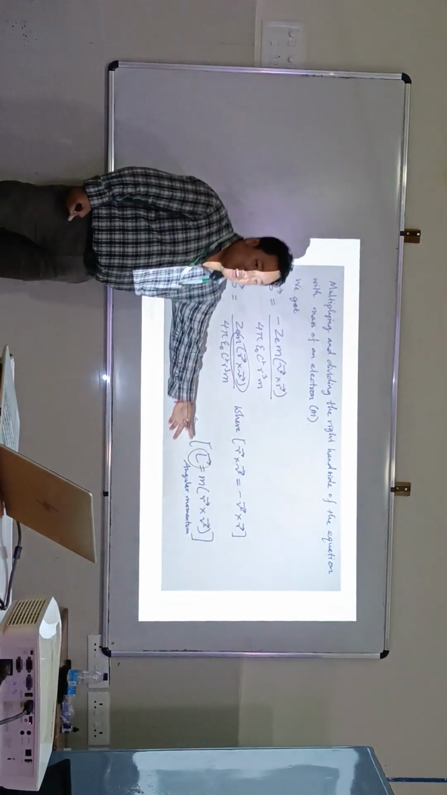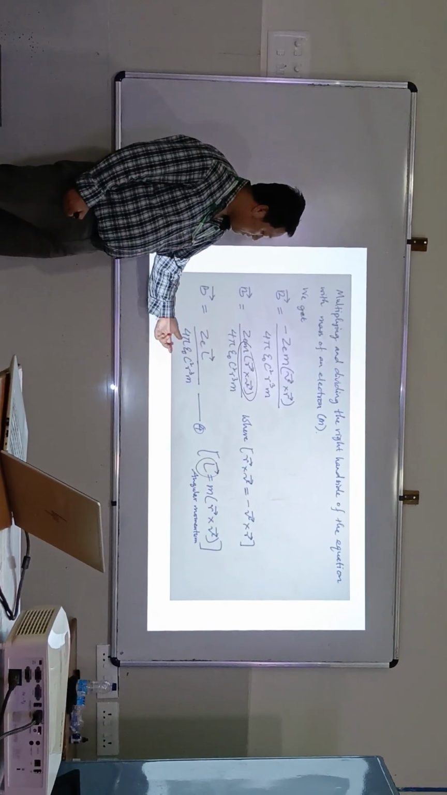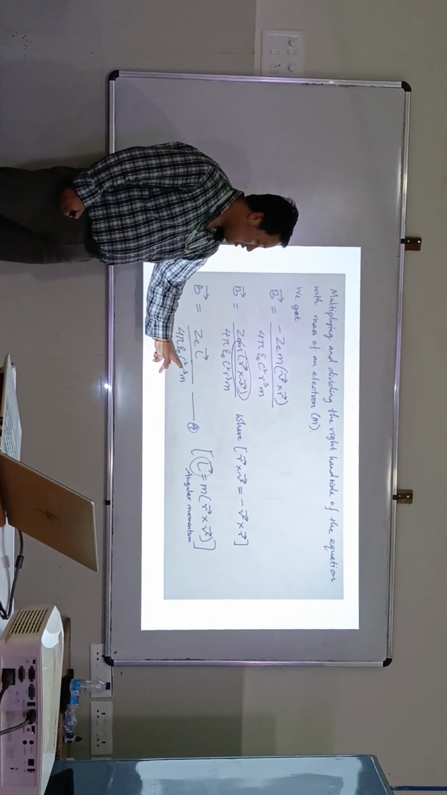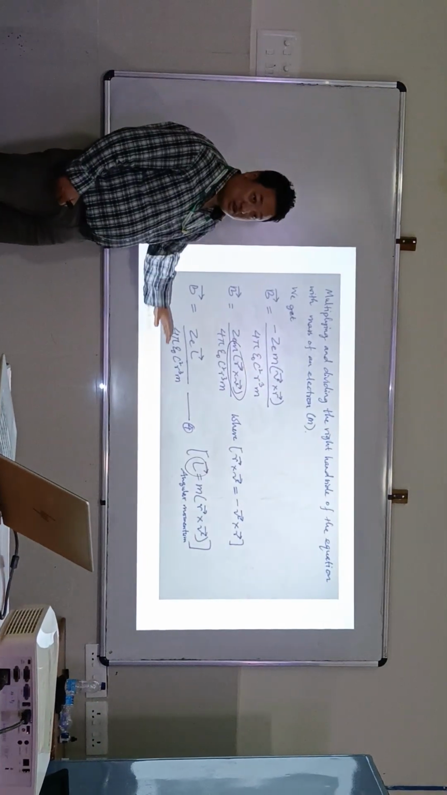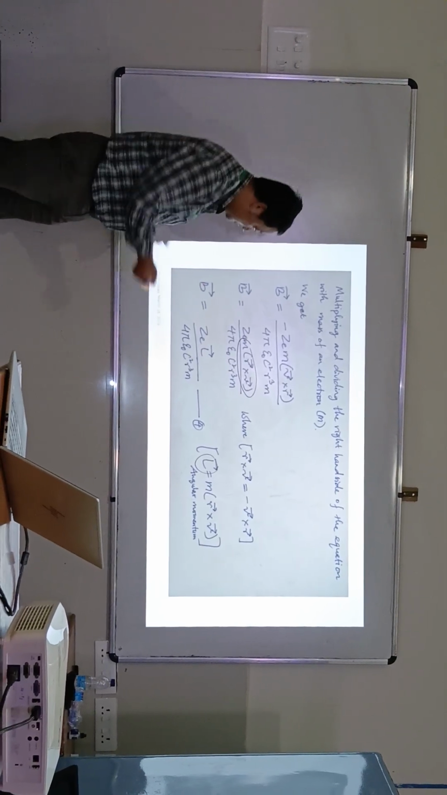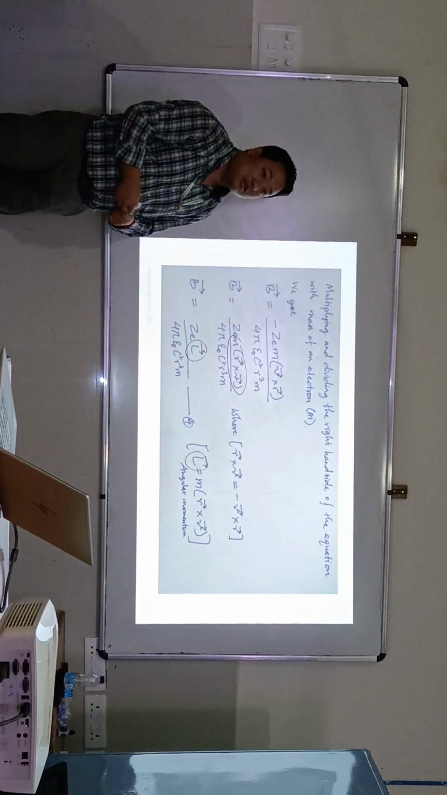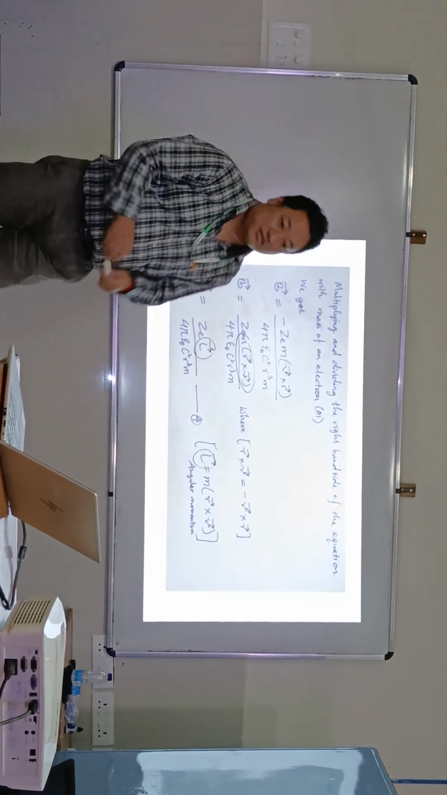That's why we substitute L as the L vector, so we get Z e L vector upon 4 pi epsilon naught c square r cubed m. This is equation 4. Now if you look here, the magnetic field is highly dependent on the angular momentum. So this is the significance of this.